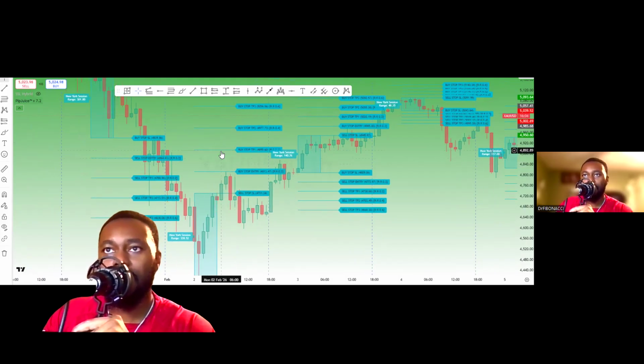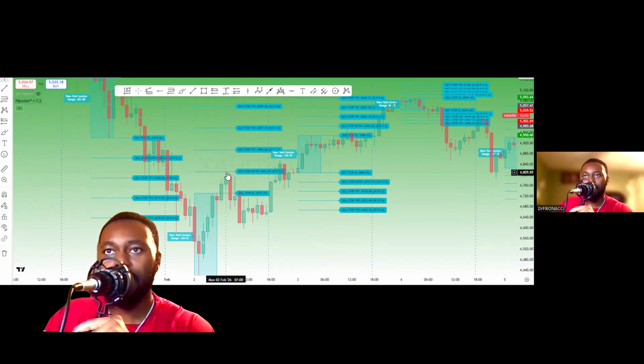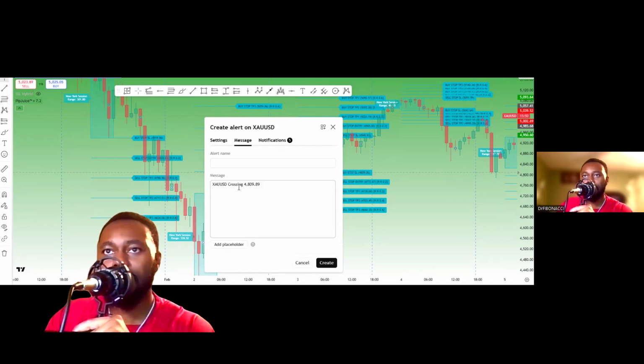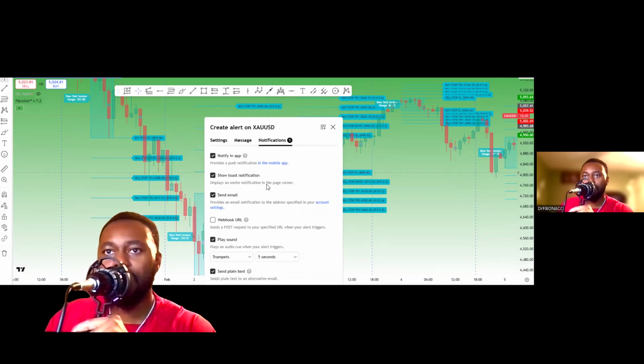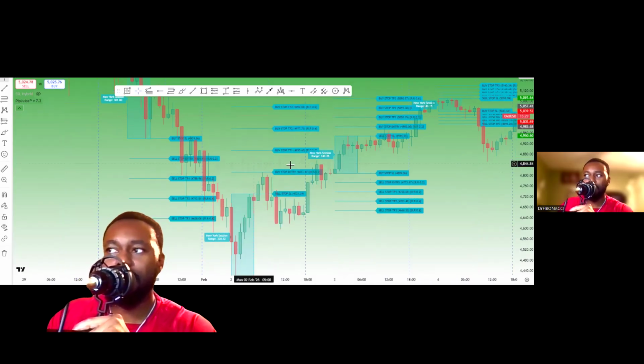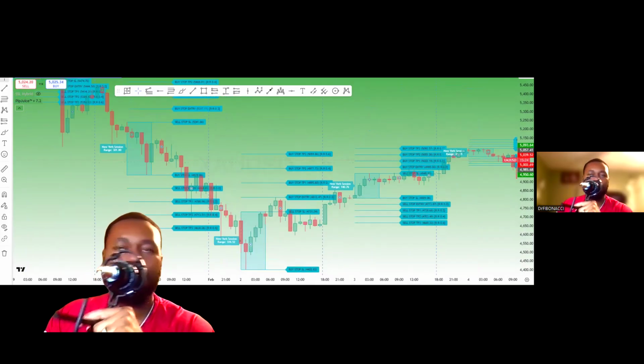And you can actually set an alert. You can right click and add an alert. For that price, you could set the exact price, and guess what? You can write a custom message to yourself and say Pip Juice alert, buy at 4,809. You could choose your notification and what kind of sound you want. I love Jesus, so I'm waiting on the trumpet. I got trumpets playing when alerts happen.